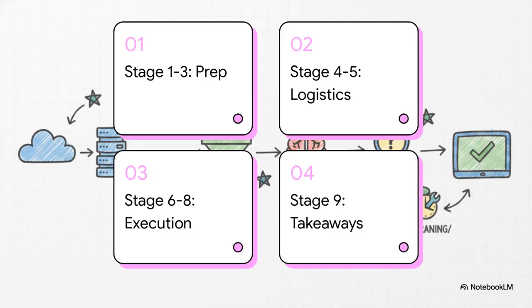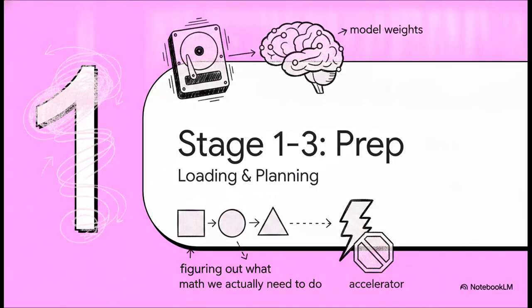To demystify all of this, we're going to follow the chronological lifecycle of a model file structured into 4 clear phases. Stages 1 through 3 cover prep, 4 and 5 handle logistics, 6 through 8 are execution, and then stage 9 wraps up with our final takeaways. Let's jump right into stages 1 through 3.